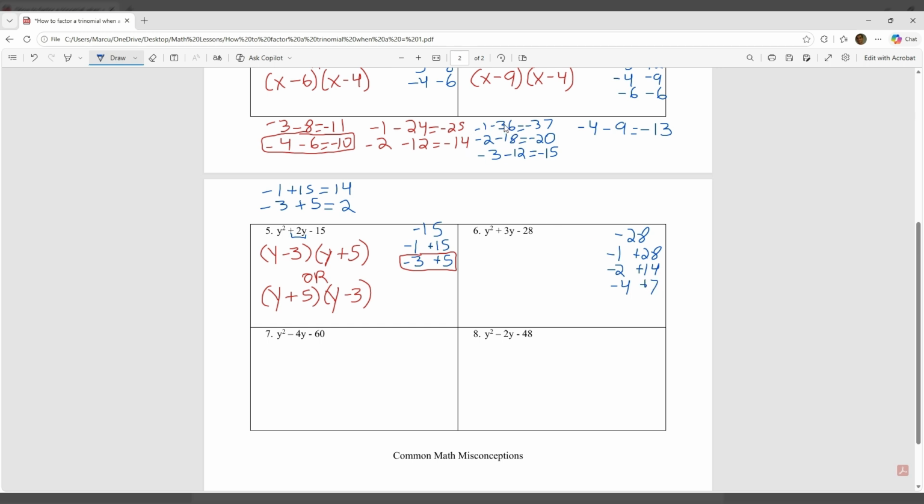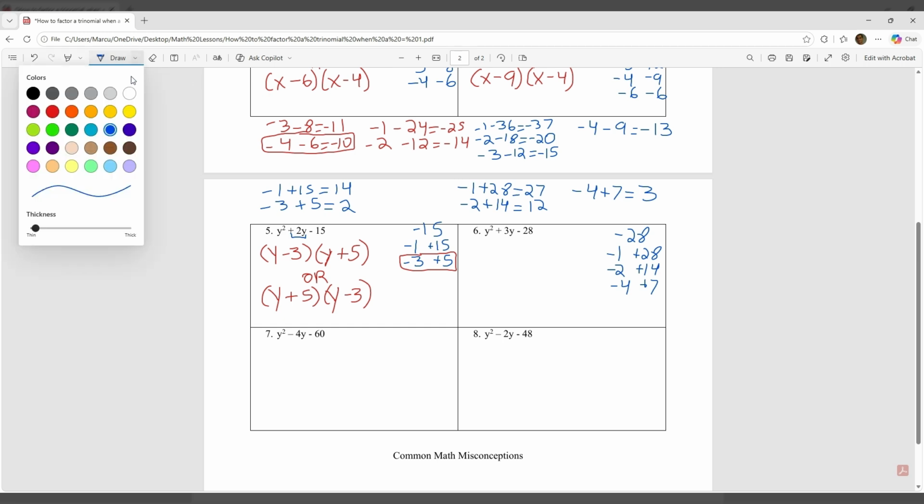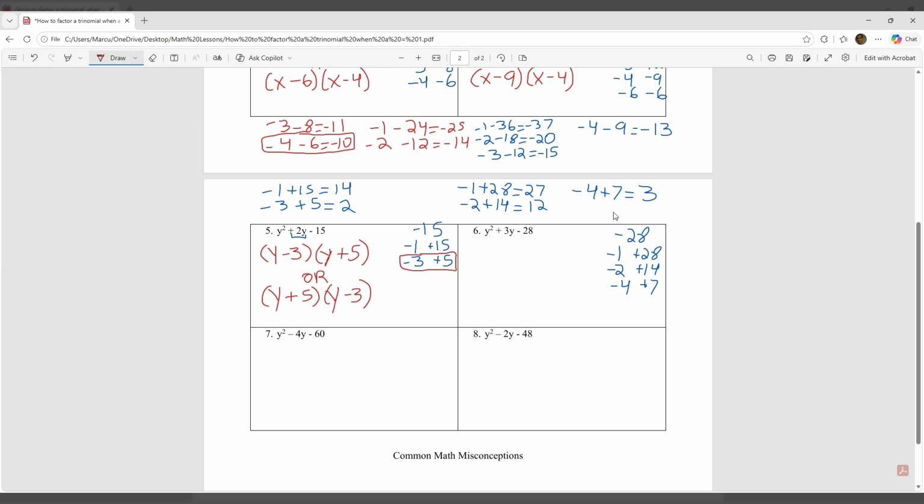So now we have to see which pair is going to give us 3. If you do negative 1 plus 28, that's going to give us 27. And negative 2 plus 14, that's going to give us 12. And finally, negative 4 plus 7, that's going to give us 3. And that's exactly what we need here. So we needed 2 numbers that multiply to give us negative 28, and when you combine, will give us 3.